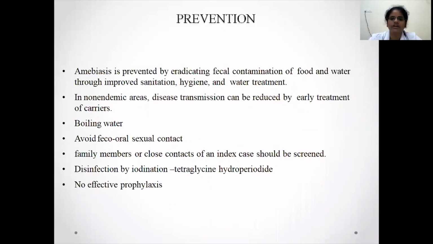At the end of this topic, this is one of the intestinal protozoans. The other intestinal protozoans are Giardia, Microsporidia, and Cryptosporidium. Giardia is also transmitted through contaminated food and water only. The cyst will be ingested, and in the small intestine, excystation will occur and the flagellate trophozoite will be released in the intestine, and this flagellate trophozoite will cause damage.